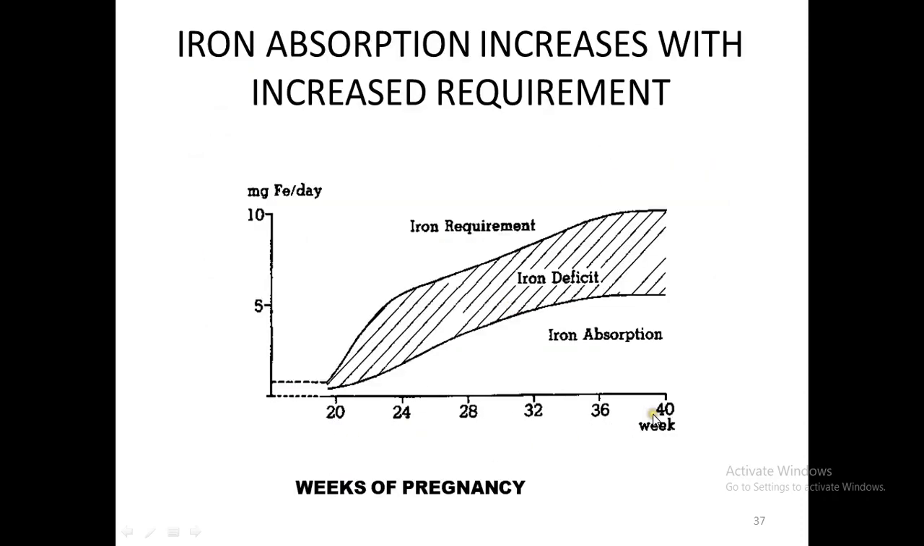These are the weeks of pregnancy of a pregnant woman, and as we can see, the iron requirement increases because the fetus is developing tissues and the placenta is developing, so the iron requirement for these tissues goes on increasing as the weeks of pregnancy go on. Iron absorption is also increasing concomitantly. However, it cannot keep pace with the iron requirement and thus there is always an iron deficit. And so we know that pregnant women are prescribed iron tablets, ferrous sulfate tablets, in the latter parts of their pregnancy.